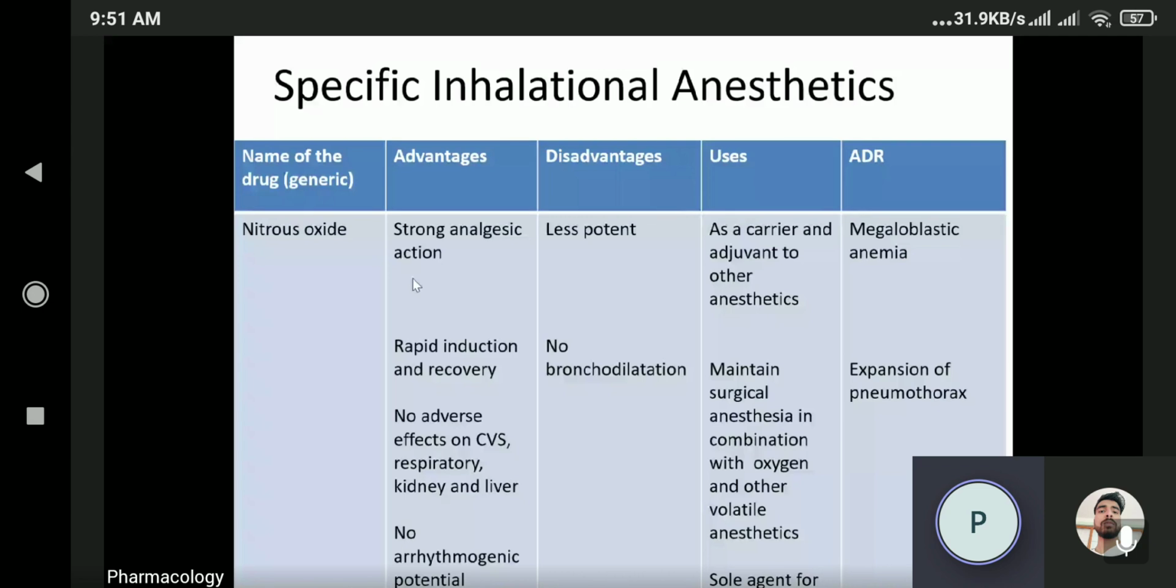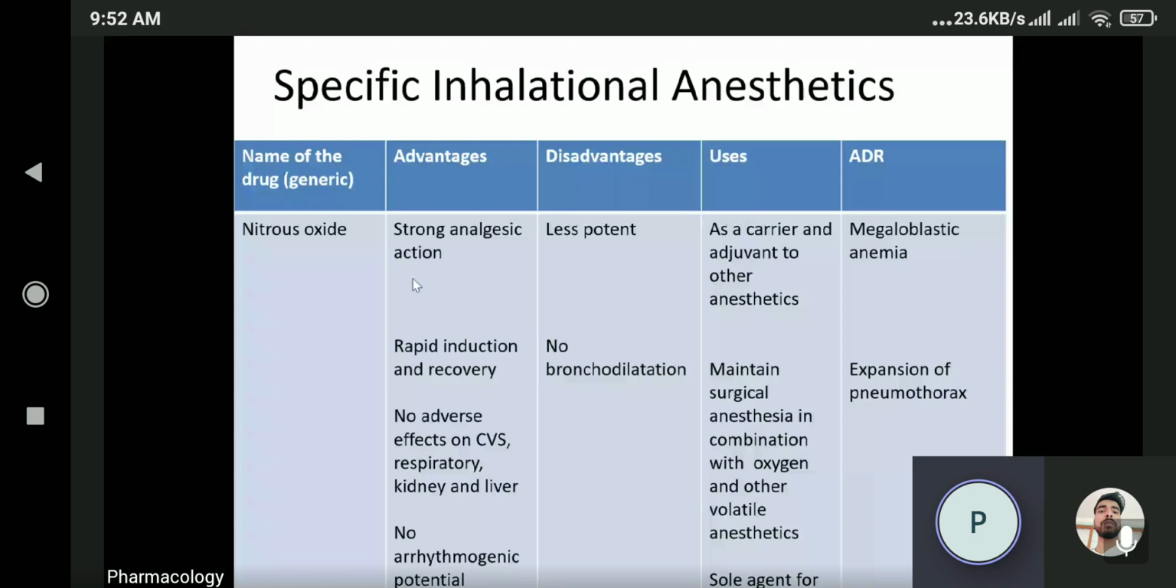So to which property of the drug will you relate this rapid induction and recovery? Which property will tell you about the rapid induction and recovery of the drug? Blood gas partition coefficient. Yes, blood gas partition coefficient. They have a lesser blood gas partition coefficient, so they will remain in the blood compartment for less time, or a lesser concentration of the drug will be required in the blood compartment, so they will have rapid onset of action as well as recovery.